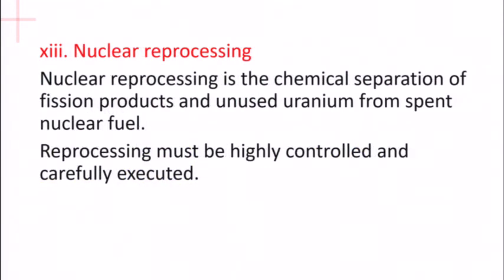Nuclear reprocessing is a chemical sequestration of the fission products and unused uranium from the spent nuclear fuel. Reprocessing must be highly controlled and carefully executed. Fuel bundles from nuclear power plants, after having cooled for several years, are used for reprocessing by dissolving in chemical baths. However, the cost is very high in these techniques.